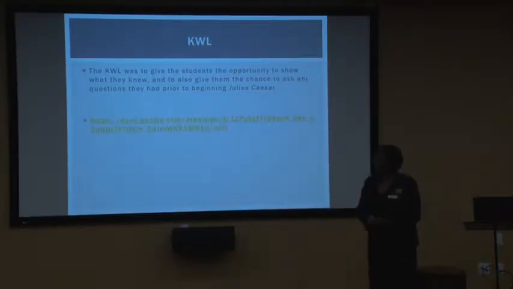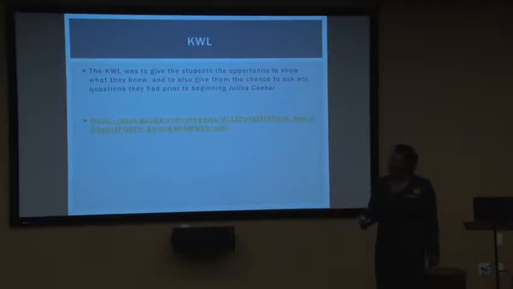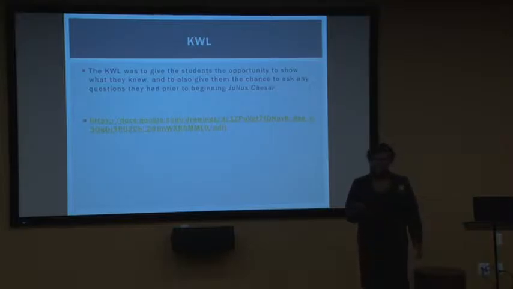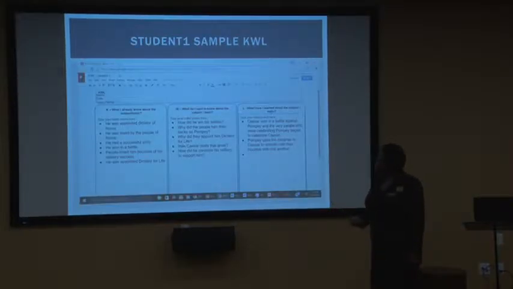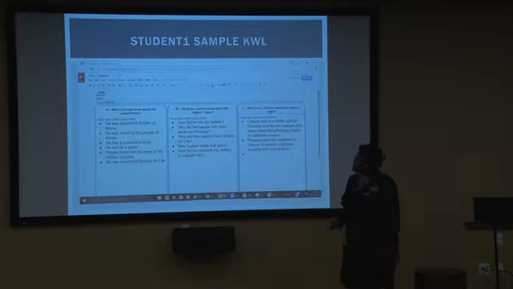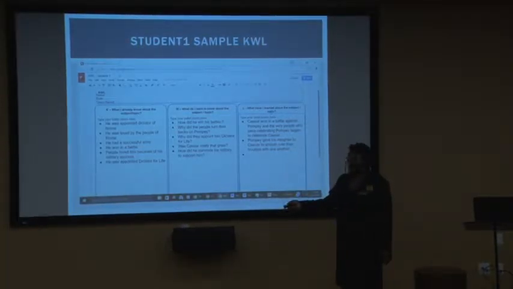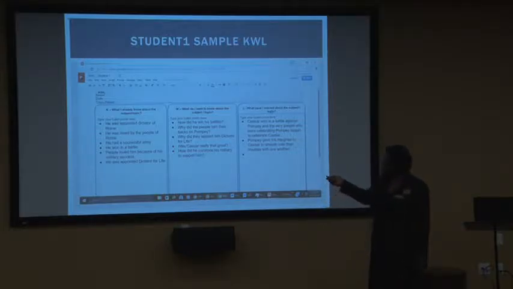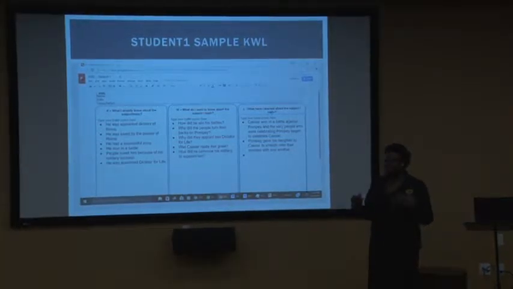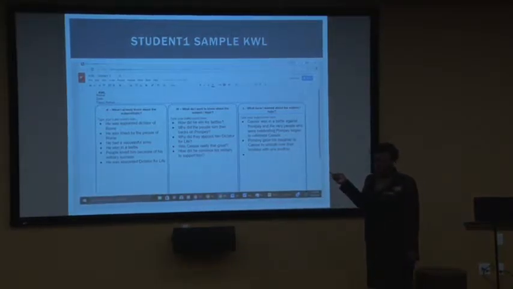KWL. The KWL was to give the students the opportunity to show what they knew and what they wanted to know. They asked me questions in the W card. And then after we had finished with that first act, they would tell me what they had learned thus far. So this is a completed chart from student 1. She told me what she already knows about Roman government and the man Julius Caesar. Then she asked me some questions about what was going on in the initial background before we started the play, because we did go over that, and then what she had learned thus far.